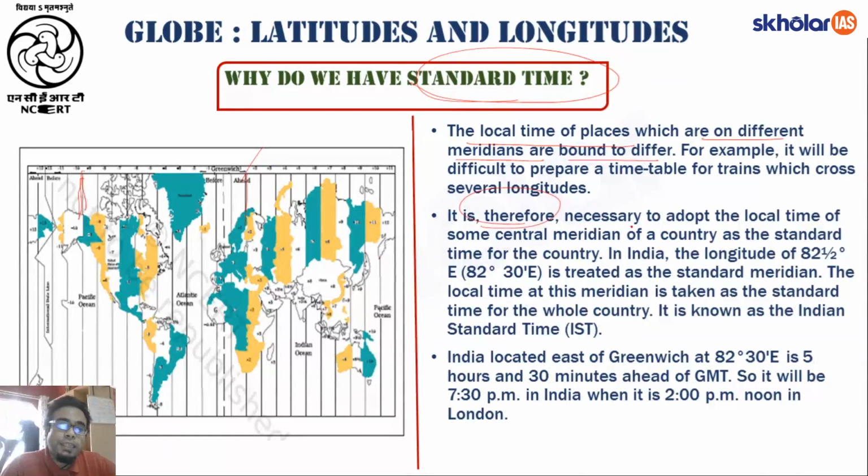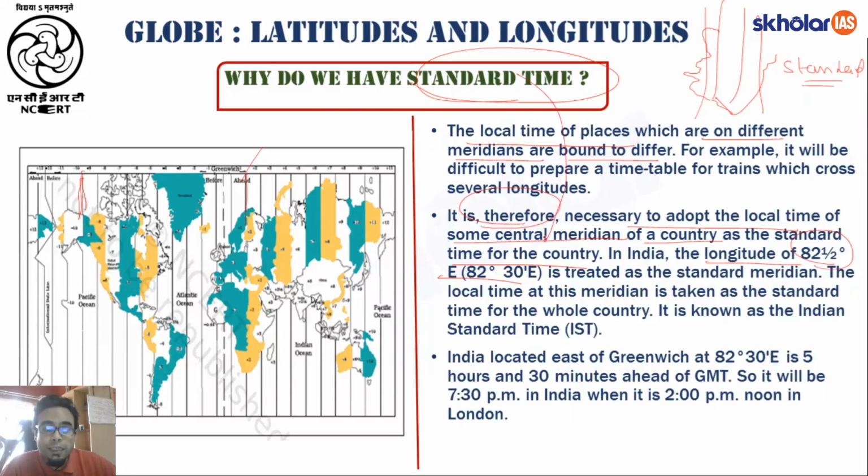So it is therefore necessary to adopt the local time of some central meridian of a country as the standard time for the country. For an example, if I consider India, right? This is just a rough diagram. Suppose this is India, right? Now in India, there are different longitudes passing through it. This does not necessarily mean that the time across India will vary. So yes, in reality it varies, but it may cause a lot of confusion among the people. Therefore, we have to consider a standard time for the whole of the country, right? Which we call the longitude 82.5 degree east. Very, very important.